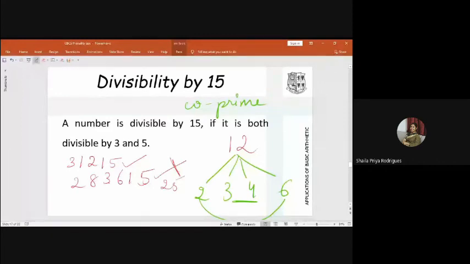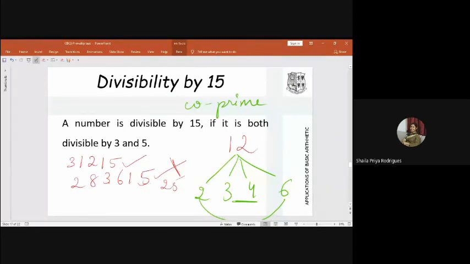Two numbers are said to be co-prime if they do not have common factors. Their only common factor is 1. If their only common factor is 1, then those two numbers are co-prime, even if they are not prime. 4 is not a prime number, but 3 and 4 together are co-prime. When you speak about co-prime, you should have two or more numbers. It didn't work for 2 and 6 because their common factor is 2.